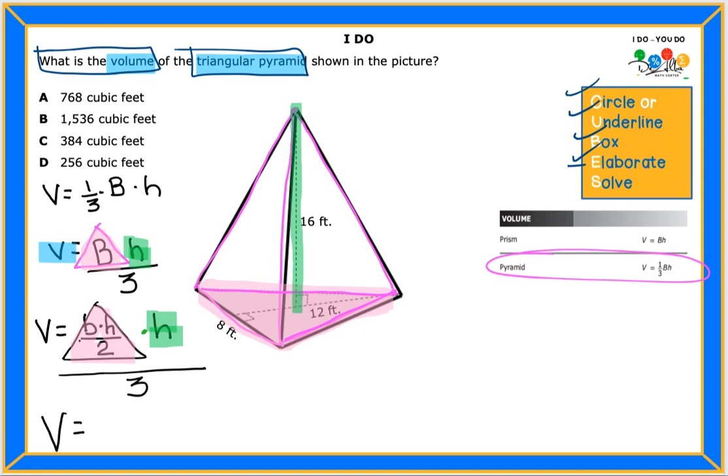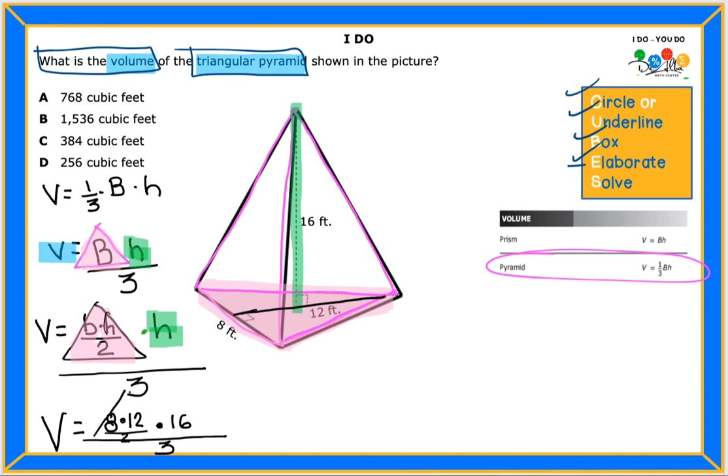On the last one, I was just still reading my formulas. Okay, so what I'm going to do is for the triangle, the base of the triangle can be 8. This height of the triangle will be this distance right here, times the 12. Then that's going to be divided by 2. Then all that times the 16. And then at the end, everything divided by a 3.